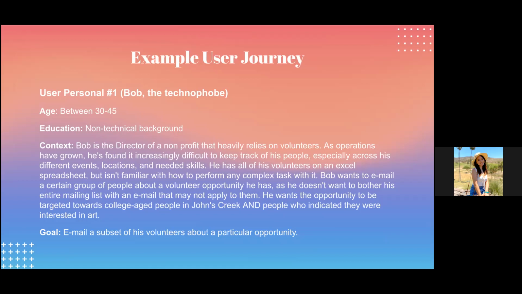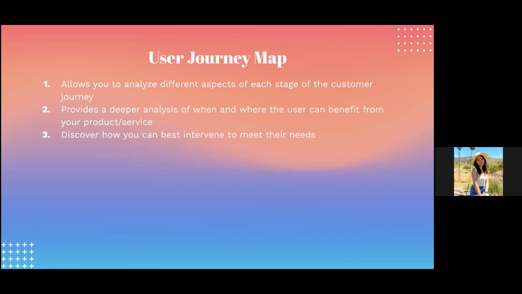He wants the opportunity to be targeted towards college-aged people in Johns Creek and people who indicated they were interested in art. So looking at his user story, this is something you may talk to a nonprofit about, hear their pain points, and summarize it up; the goal is to email a subset of the volunteers about a particular opportunity. As you're talking to the nonprofit, you'll figure out their use cases and combine it into a sample user.